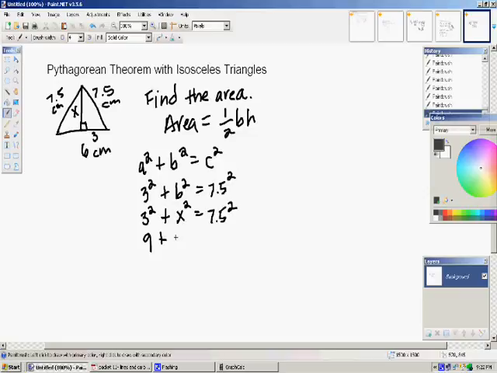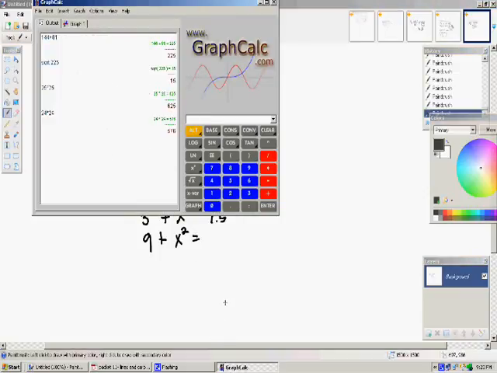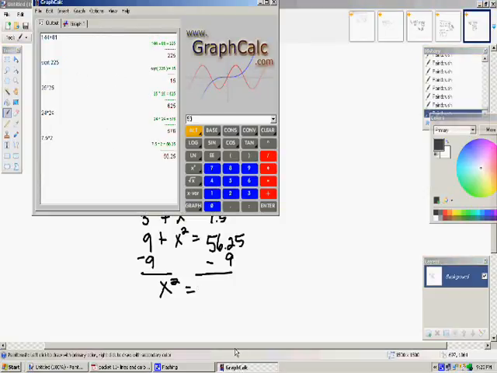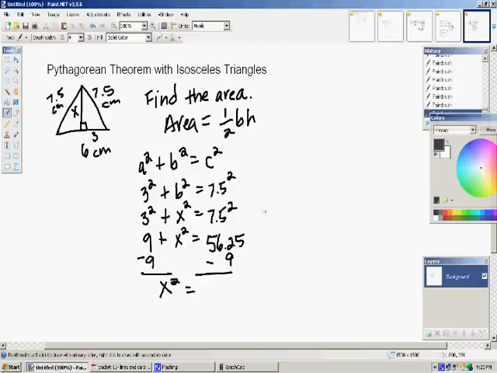Okay, let's go ahead and start simplifying. So 3 squared is equal to 9, plus x squared. 7.5 squared, I can't do that off the top of my head, so I'm going to use the calculator. So 7.5 squared equals 56.25. Now in order to solve for x, we have to get x by itself, right? So I'm going to subtract 9 on both sides. So we get x squared equals 56.25 minus 9, which is equal to 47.25.